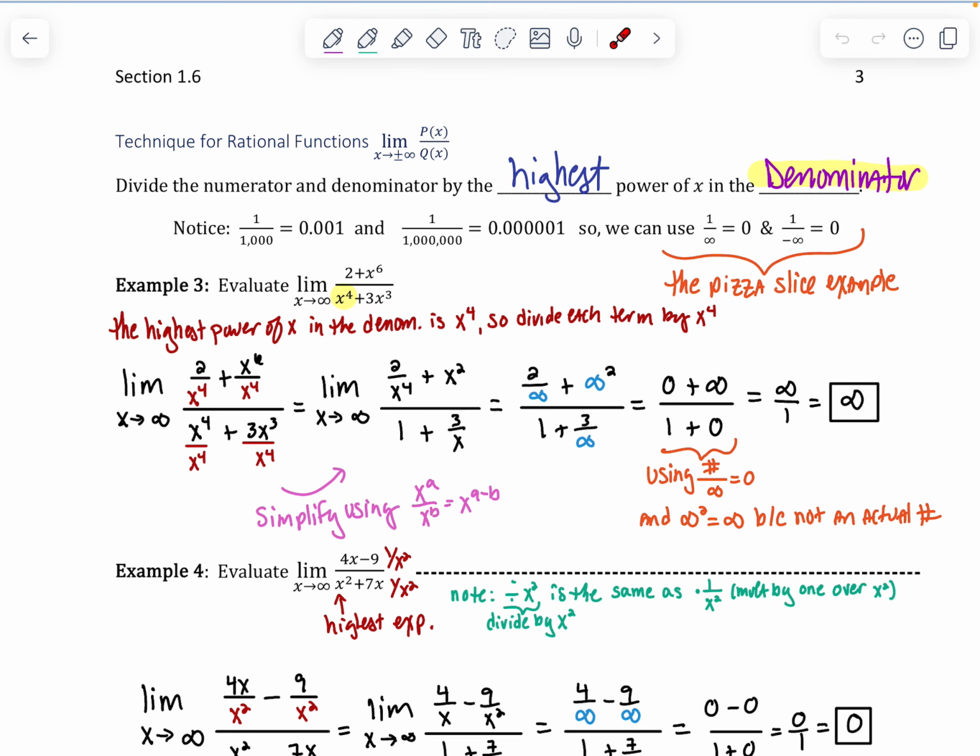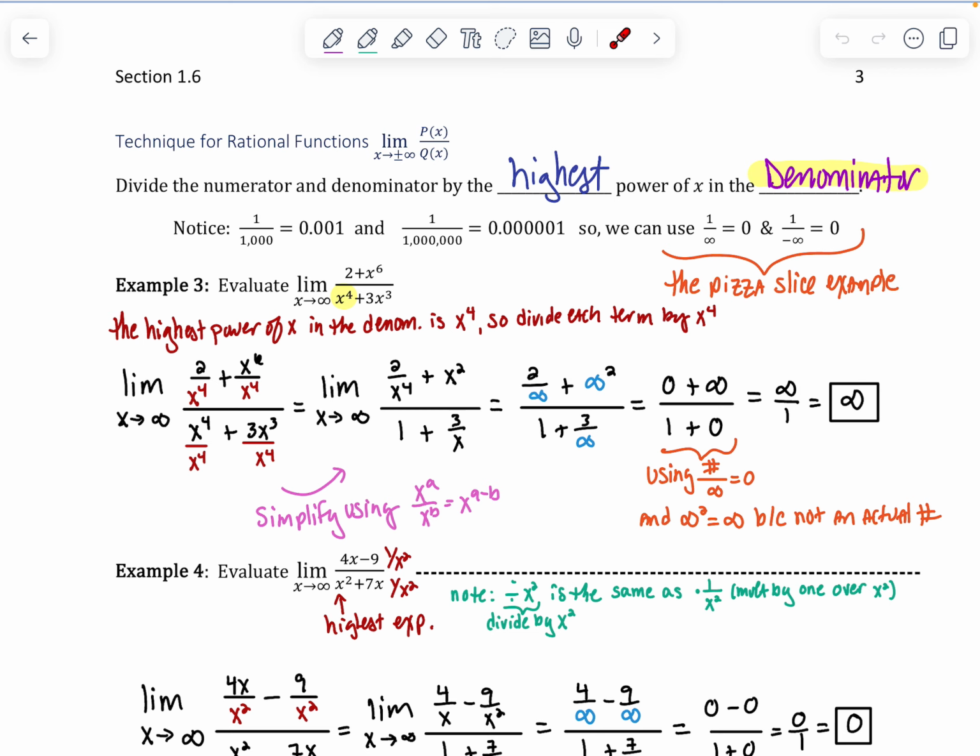We're asked to evaluate a function here, and I need to go down to the denominator and find the highest exponent variable. In this case, the highest power of x in the denominator is x to the fourth, which is what I want to divide each term by. So I take the original 2 plus x squared, I said x squared, it was x to the sixth, and divide each term by x to the fourth. Again, I'm going to take the binomial in the denominator and individually divide each term by x to the fourth.